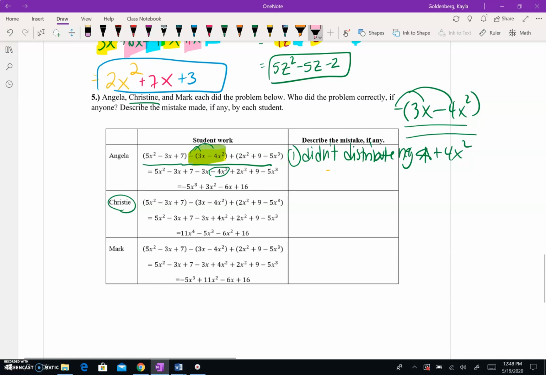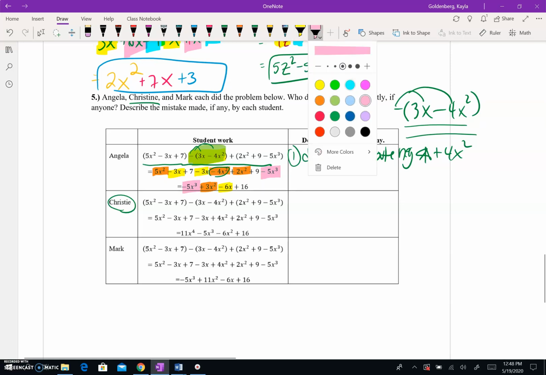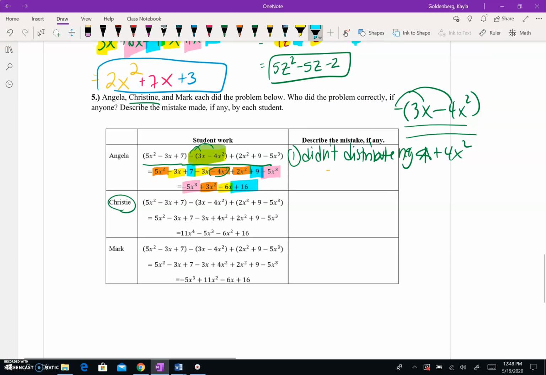I'm thinking the second mistake that would be most likely to be made is not combining like terms correctly. So I'm going to look and see. We have a negative 5x cubed. Negative 5x cubed, that looks fine. We have 5x squareds, negative 4x squareds, and 2. So let's see, 5 and 2 make 7, and 7 take away 4 does give 3, so that seems fine. Negative 3x, that's negative 6x. Let's get one more color, maybe blue. And 9 and 7 make 16. So that seems to be Angela's mistake, is just being not as careful with her negative signs. However, like terms she did add correctly, but that is a second area that is most common for mistakes.